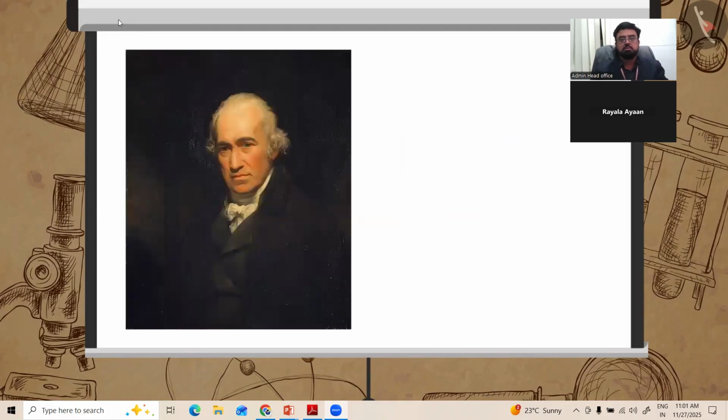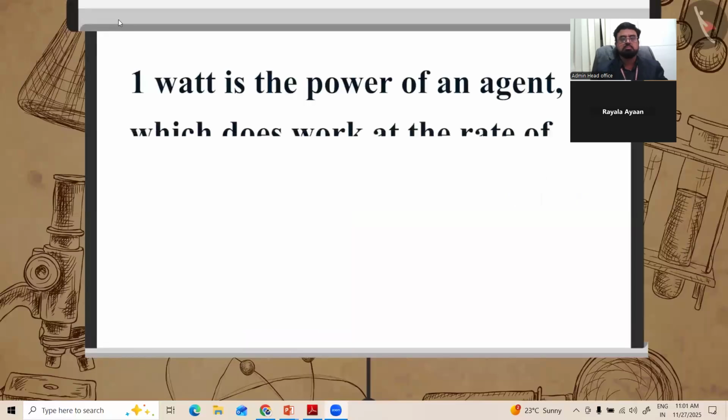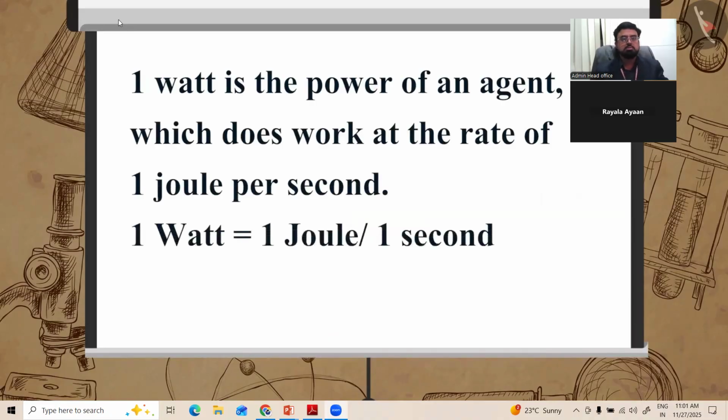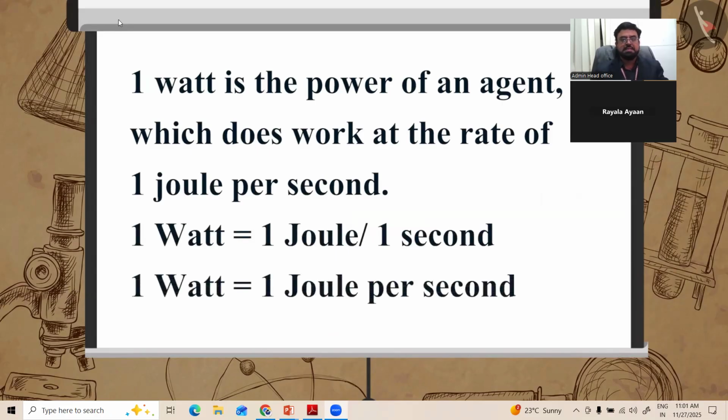The SI unit is named watt to honor James Watt, the Scottish inventor who invented the steam engine. 1 watt is the power of an agent, which does work at the rate of 1 joule per second. 1 watt is equal to 1 joule upon 1 second. 1 watt is equal to 1 joule per second.